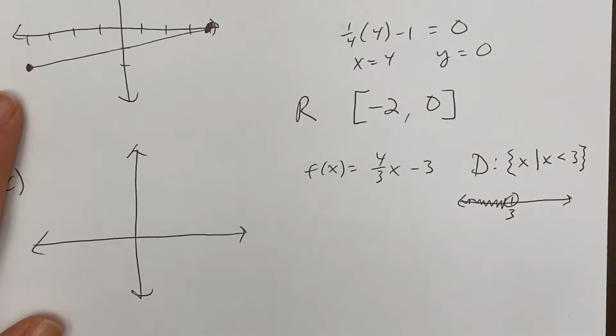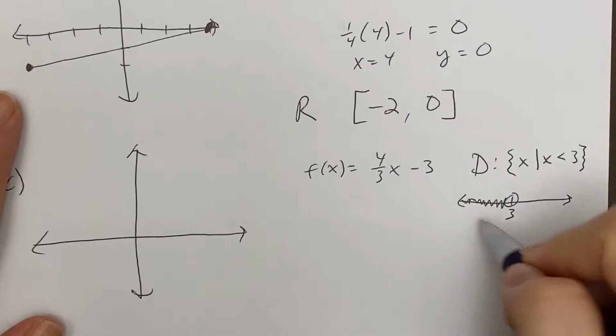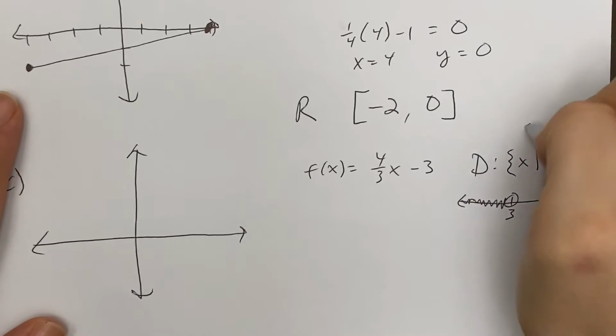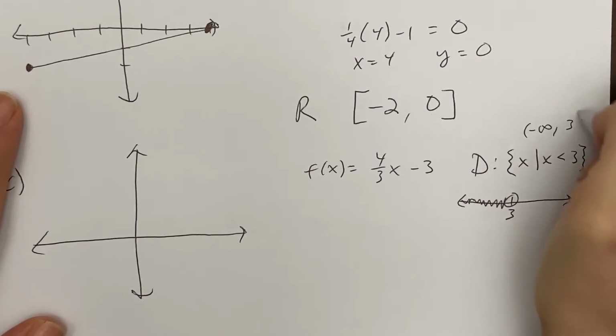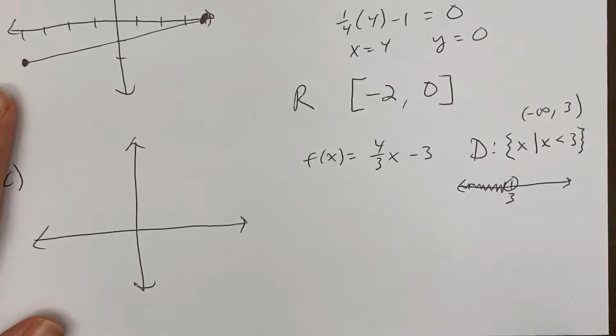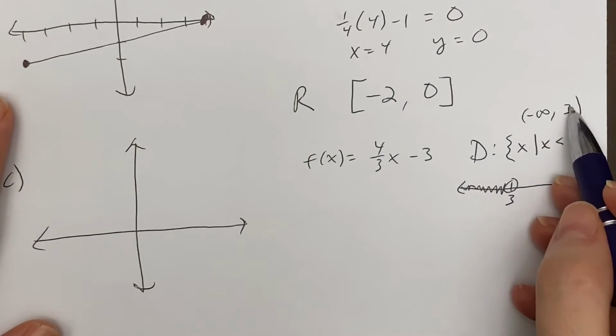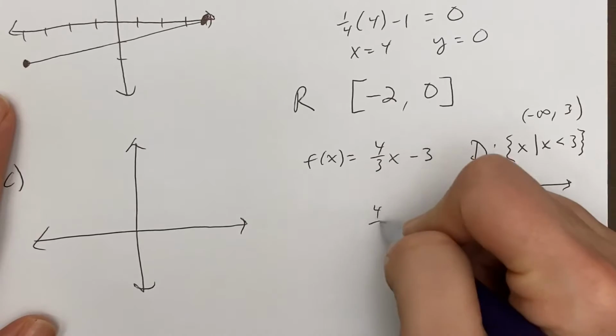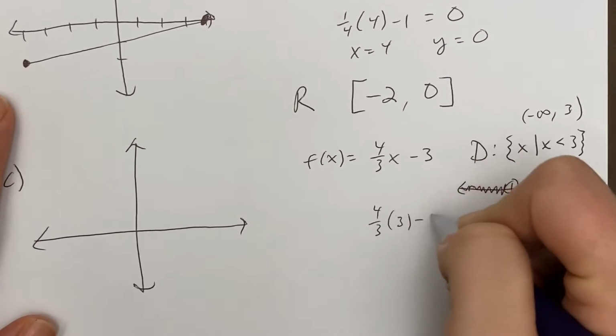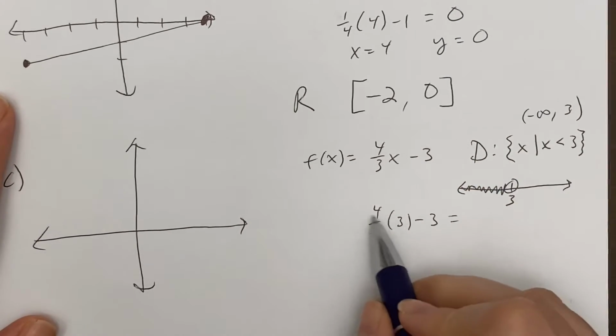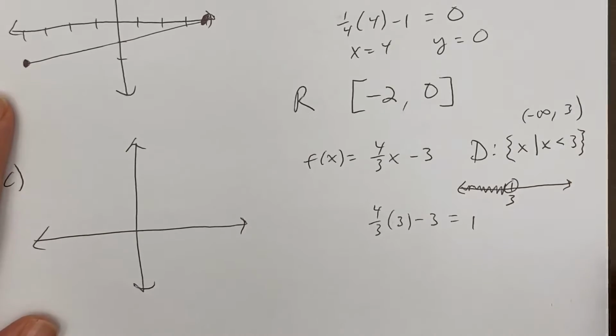So it may be helpful to think about this as an interval. So really the domain is going from negative infinity to 3, like that. So let's start by substituting 3 into the function. So 4/3 times 3 minus 3. If I evaluate that, this is going to give me 4 minus 3, which is 1.